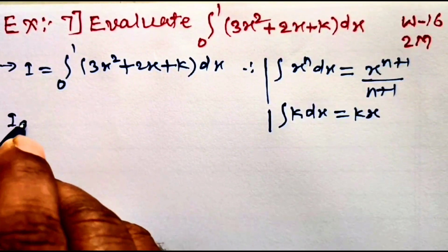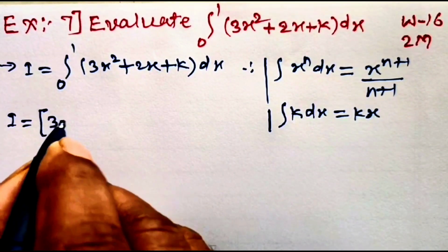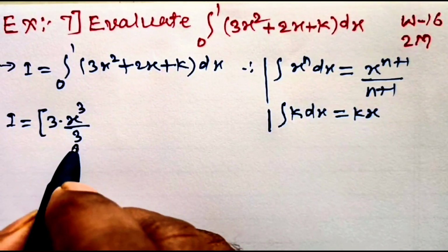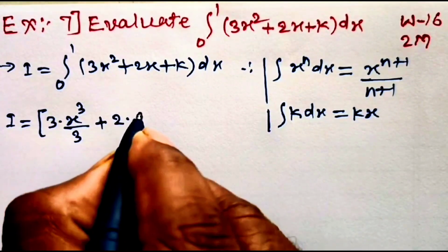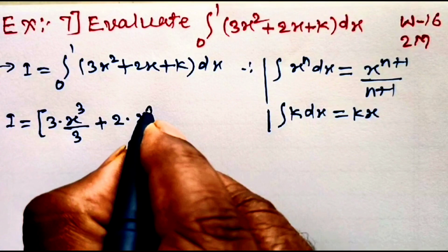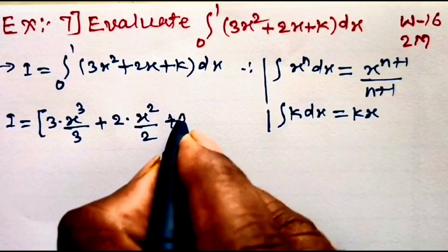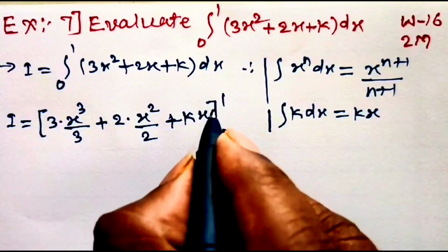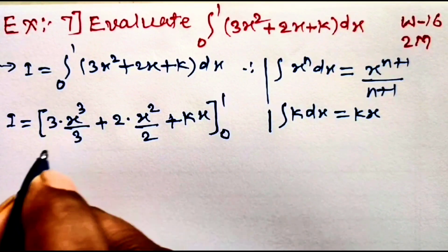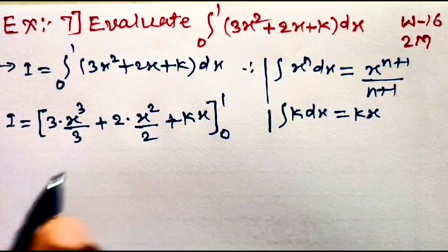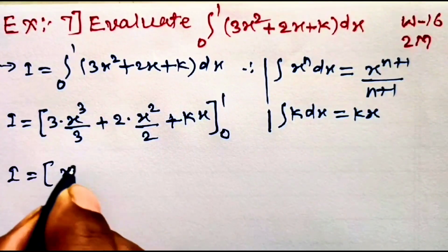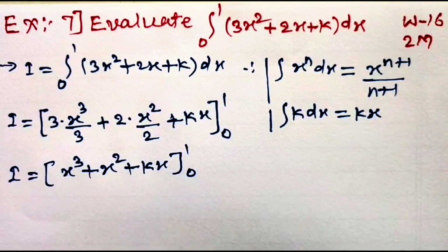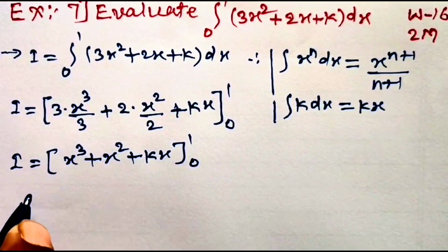So I is equal to the integral of 3x² is 3 into x³ divided by 3, adding 1 in the power of x and dividing it by 2 plus 1, plus 2 into x to the power 1 plus 1, that is 2, divided by 2, plus k is constant, its integral will be k into x, and limits from 0 to 1. Now simplify this: 3 gets cancelled with this 3, 2 gets cancelled, then I is equal to x³ + x² + kx, limits from 0 to 1. First substitute the upper limit and then substitute the lower limit.